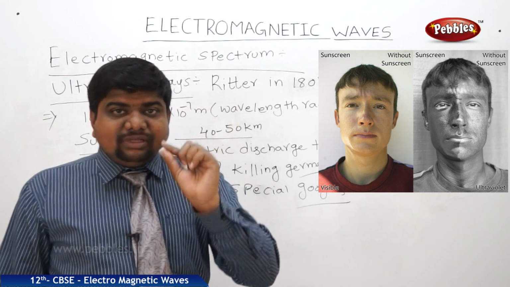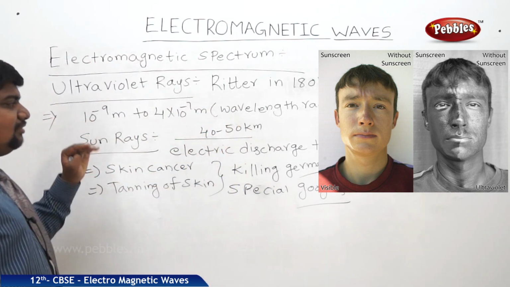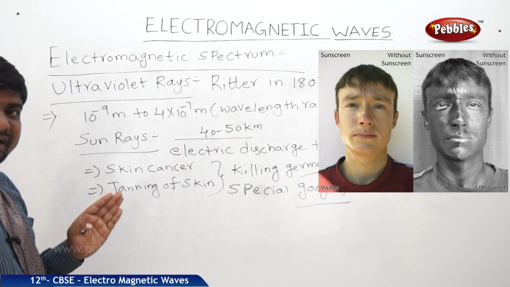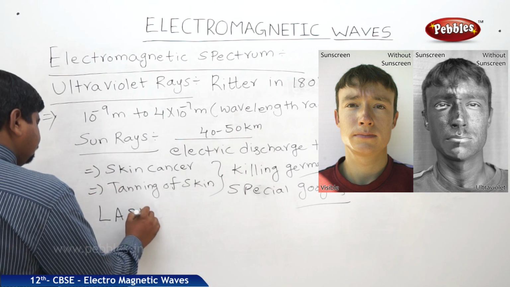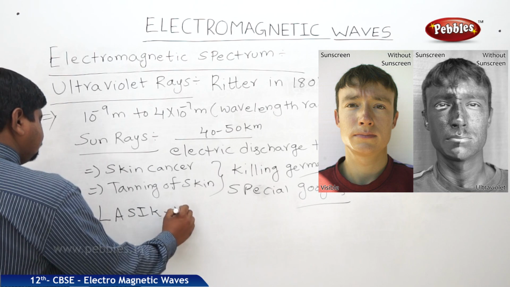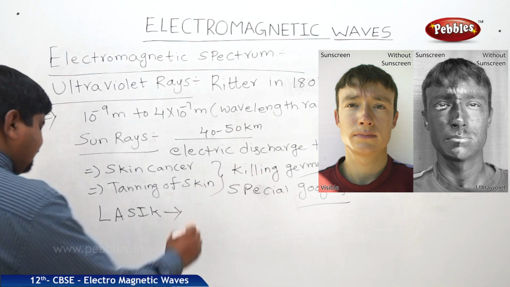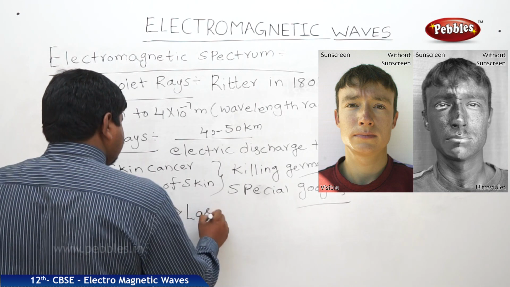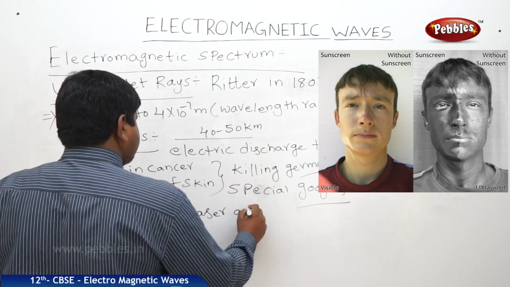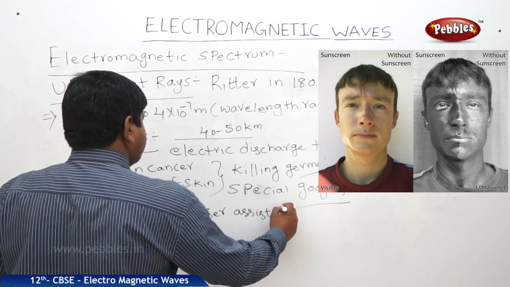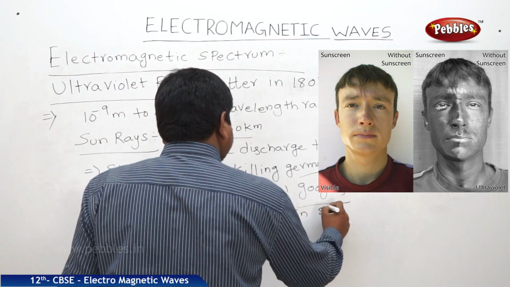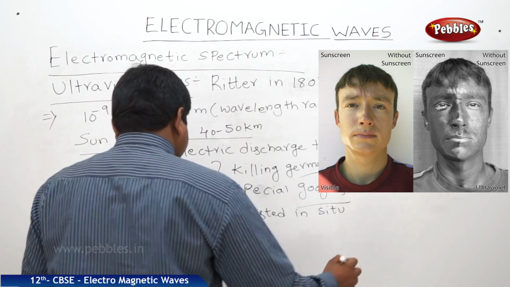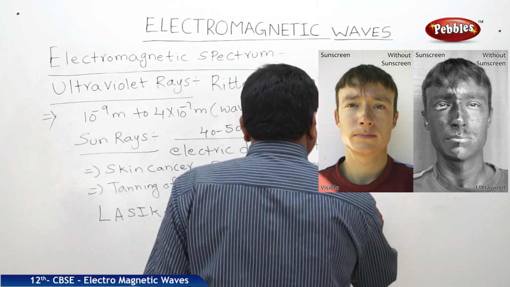Because of this narrow beam structure, these ultraviolet rays are useful in an operation called LASIK. What is this LASIK? Laser assisted in situ keratomileusis.